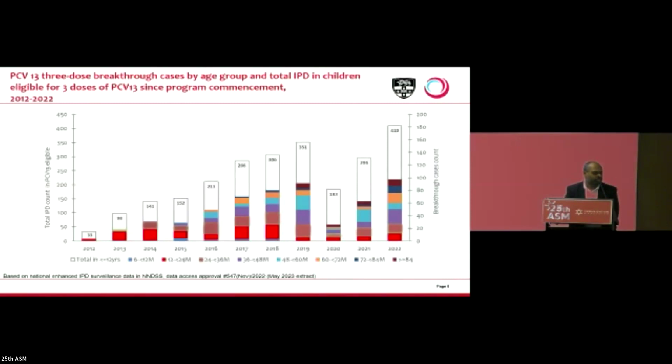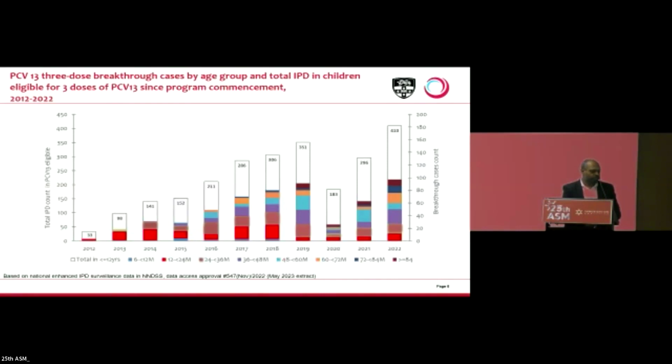So the things that I want to note here are those colored portions of the bars gradually increasing from 2012 onwards. So the breakthrough case counts increased once we had introduced a PCV13 vaccine, which wasn't seen with PCV7. And you could see that those breakthrough cases were accumulating in the toddler year age group.